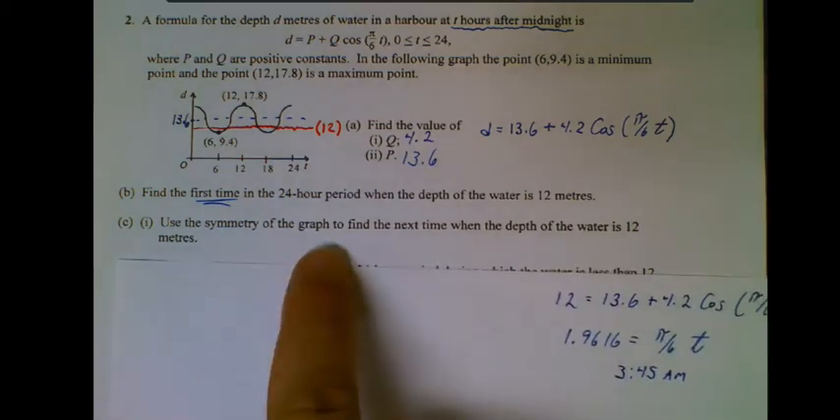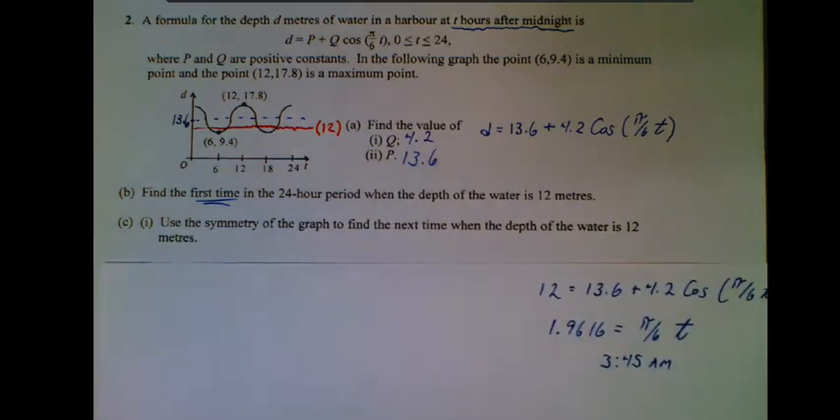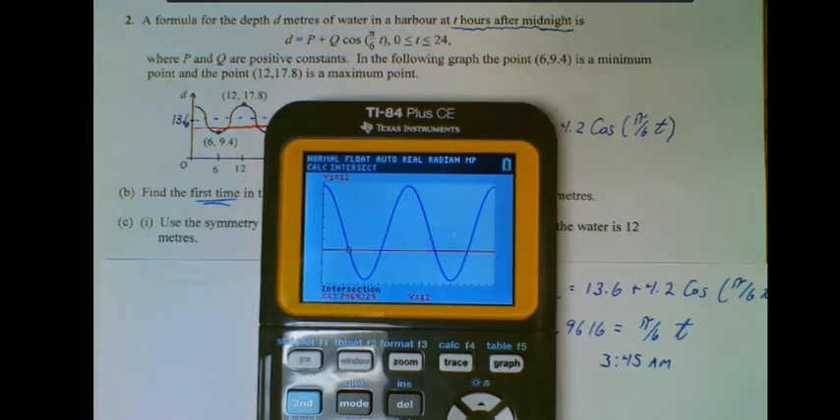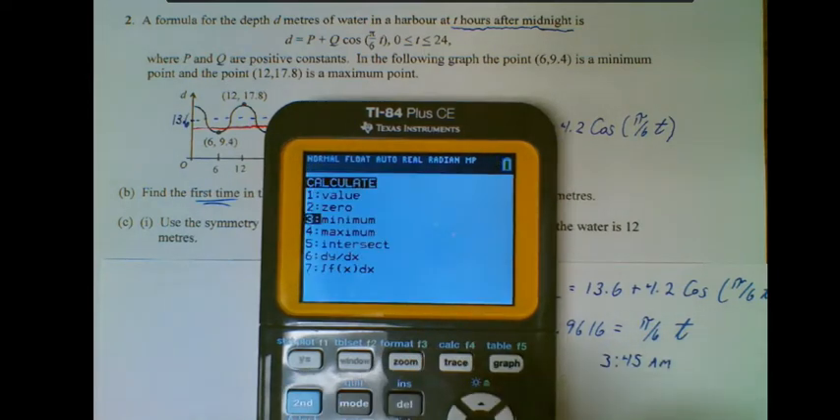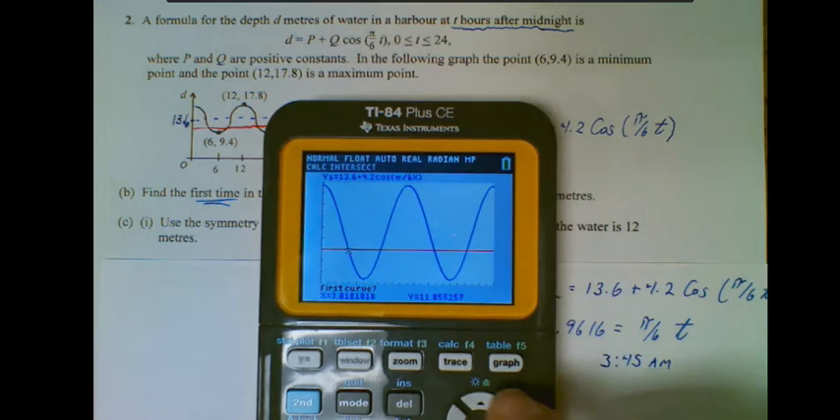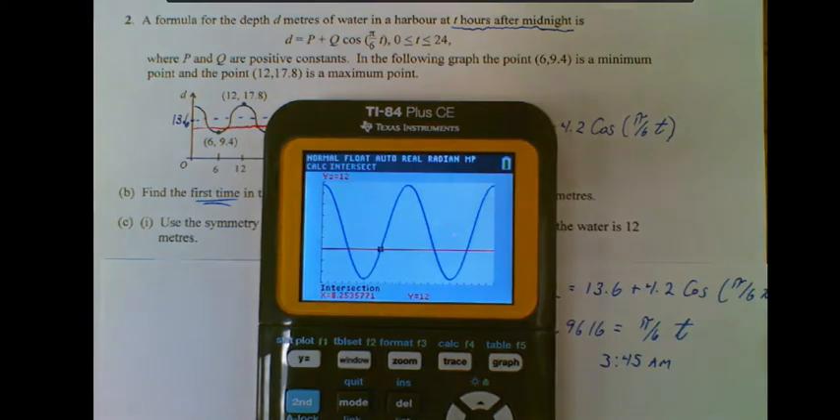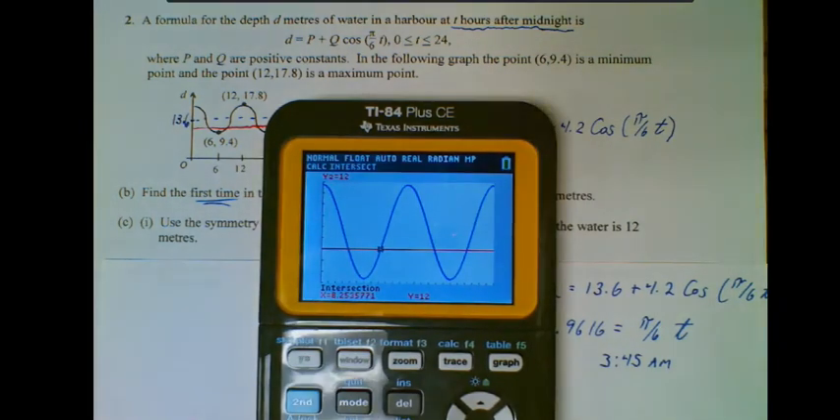So part C, use the symmetry of the graph to find the next time when the depth is at 12 meters. So if I wanted to find the next time that it's at 12 meters, one way to do that would be just to go back into Calc, choose intersect. Now I'm going to put my cursor over to the next point of intersection, which is approximately right there, and just hit enter, enter, enter. And right there at 8.25-ish is the next time.